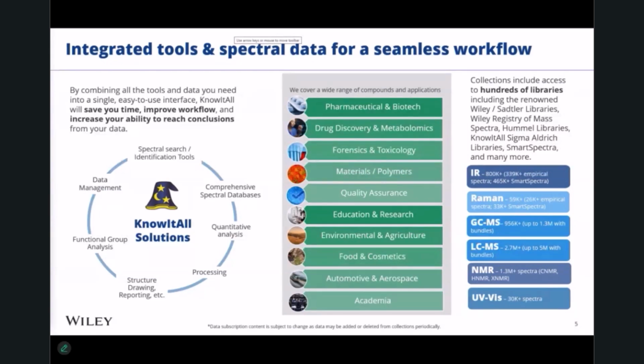KnowItAll has automated algorithms in the spectral search process, such as optimized corrections and adaptive search, that increase the chance you receive a match with your uploaded spectrum. Wiley also has the largest selection of digitized spectral data available, increasing the chance you get a match further.